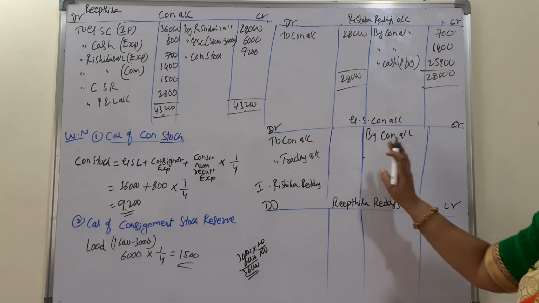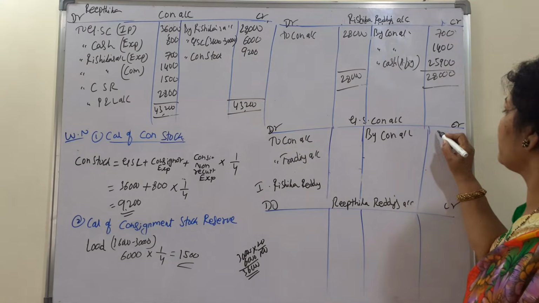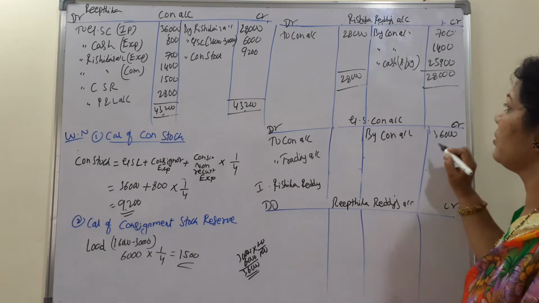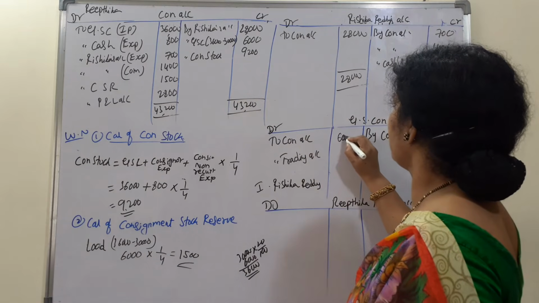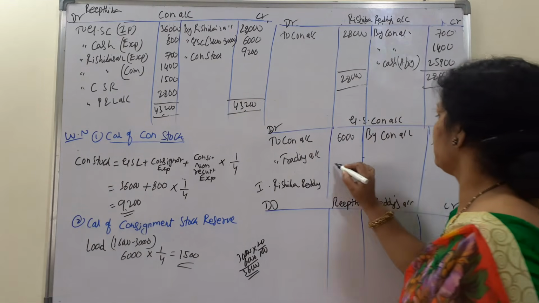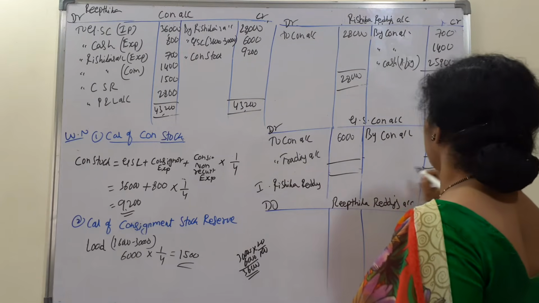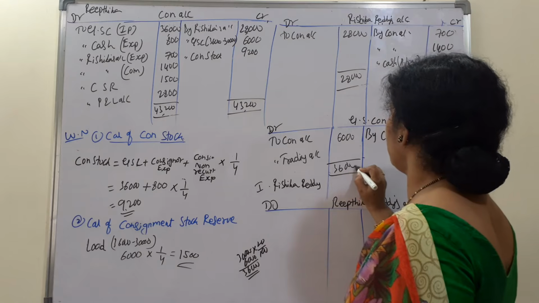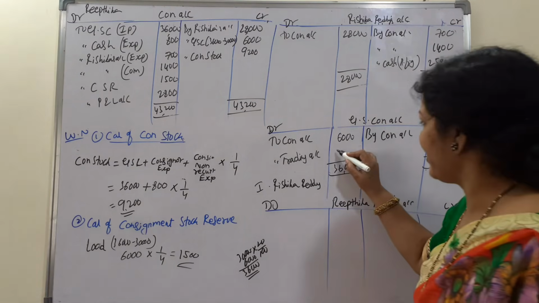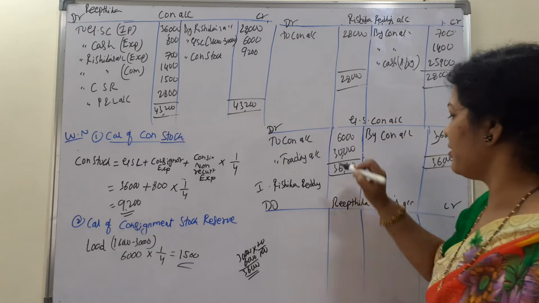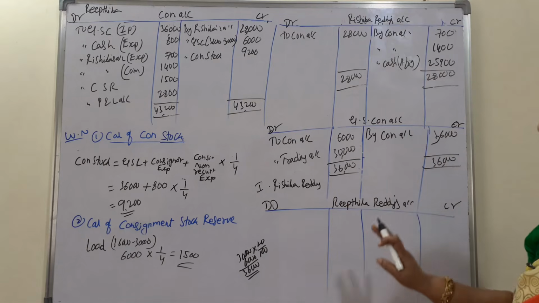The consignee account is over. Now goods sent on consignment, debit to credit. So the debit side is 36,000 and here it is 6,000 on the credit side. The difference is transferred to the trading account. The trading account will show 30,000 purchased.